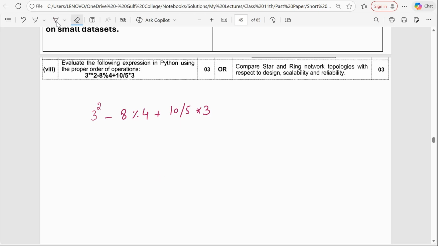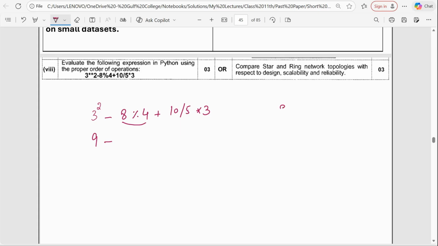Now, first of all, I will solve the exponential power. 3 raised to the power 2 means 9. Minus, after this I will solve 8 % 4. 8 % 4 means 8 divided by 4, and you get the remainder. 4 twos are 8, so the remainder is 0. You will write 0 plus 10 divided by 5, which means you will get 2.